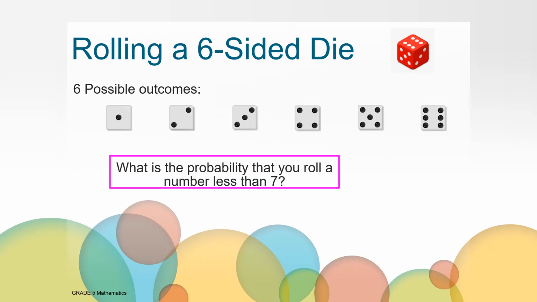What is the probability that you roll a number less than 7? Yeah, all 6 possible outcomes are less than 7. So the probability is 6 out of 6, or 1. It is certain that you will roll a number less than 7.